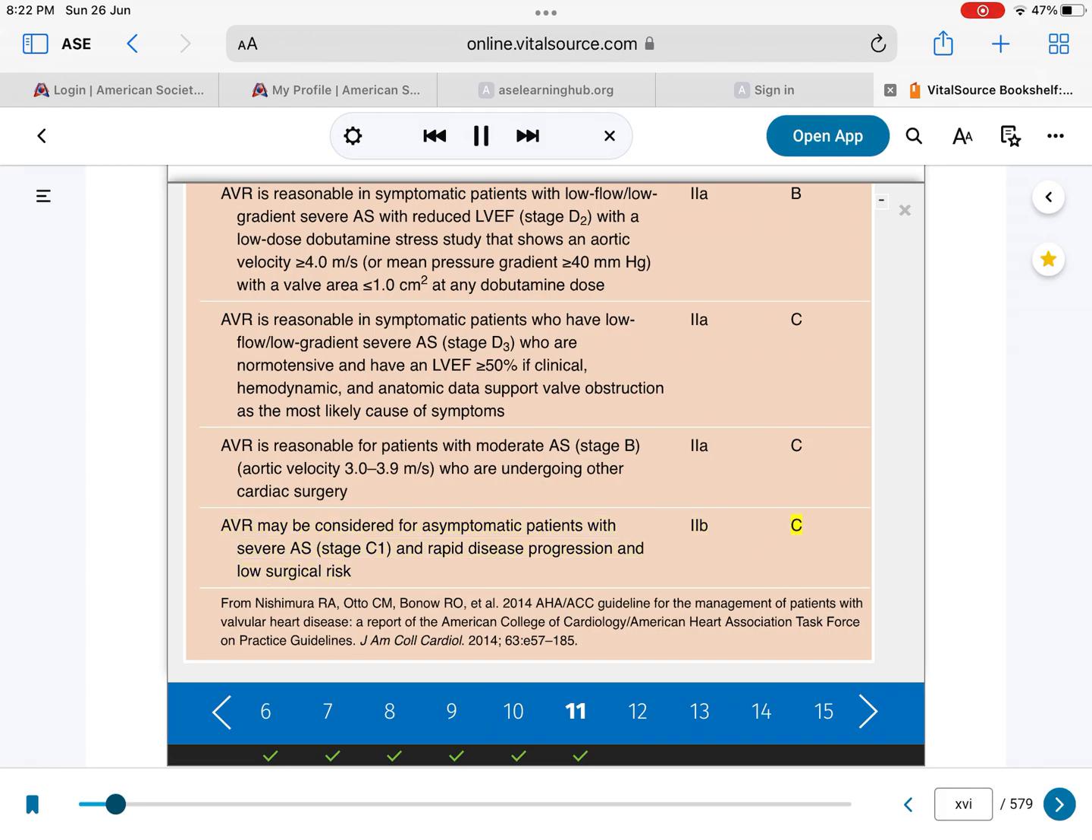IIb, Level C. From Nishimura R.A., Otto C.M., Bonow R.O., et al. 2014 AHA/ACC Guideline for the Management of Patients with Valvular Heart Disease: A report of the American College of Cardiology/American Heart Association Task Force on Practice Guidelines. J Am Coll Cardiol 2014.